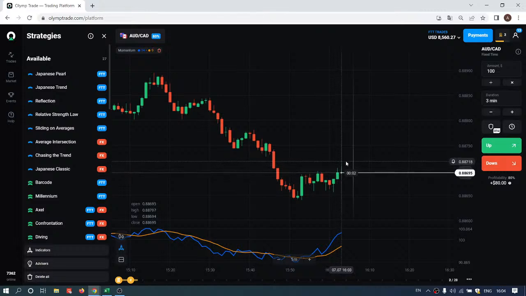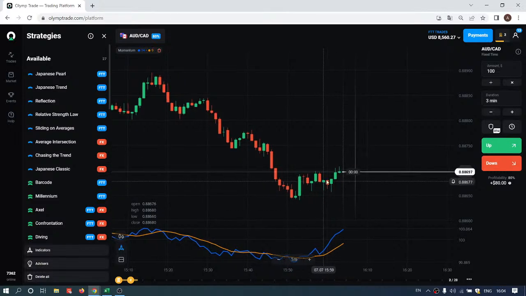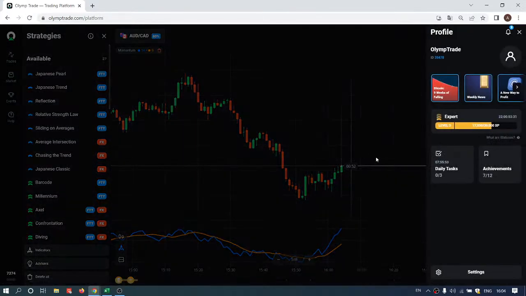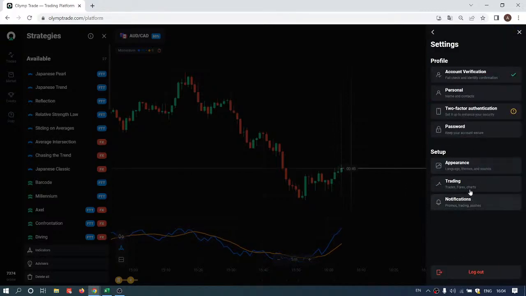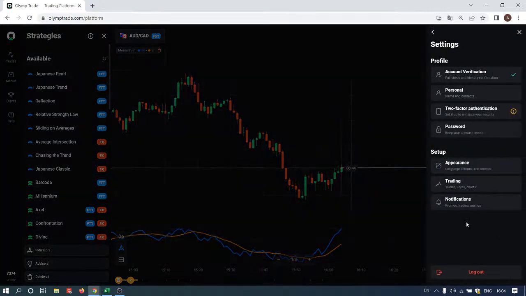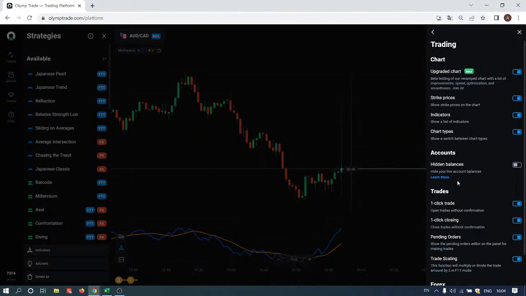For those of you who've been trading with us for some time, you may notice that we have this new chart, which looks a little bit different, based on a different technology than our previous chart. If you want to return to your previous chart, let me do it slowly. You click here, you go to trading, where basically all the features of our different layouts are, and you click here. The upgraded chart is in the first place here, and you just toggle it off, and voila, you return to the previous chart.